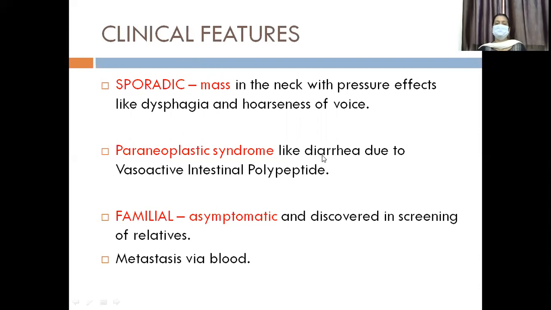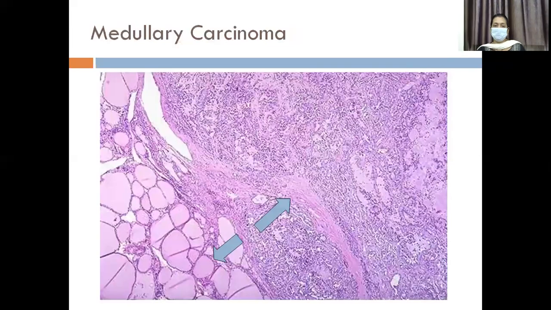What is a paraneoplastic syndrome? A paraneoplastic syndrome is when a carcinoma or neoplasia occurring in one tissue produces hormones or affects the other tissues in some other way. Okay, that's a paraneoplastic syndrome. And in the familial form, usually it is asymptomatic and discovered in screening of relatives. That is associated with multiple endocrine neoplasia, and metastasis is via blood.